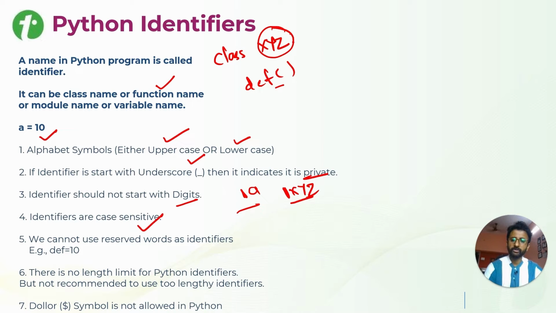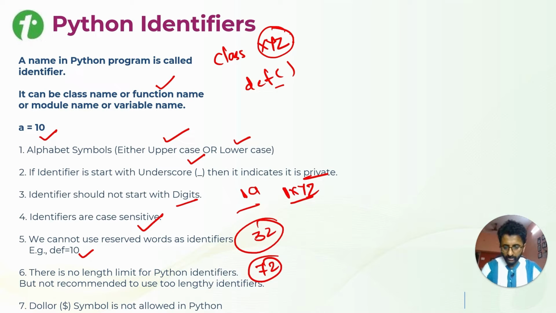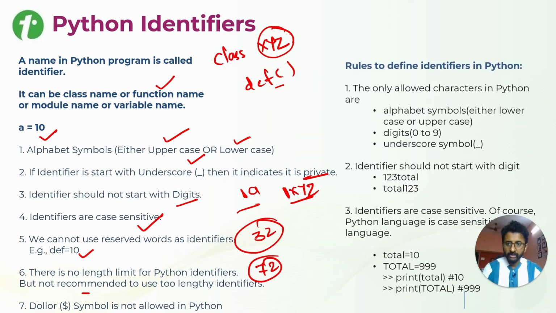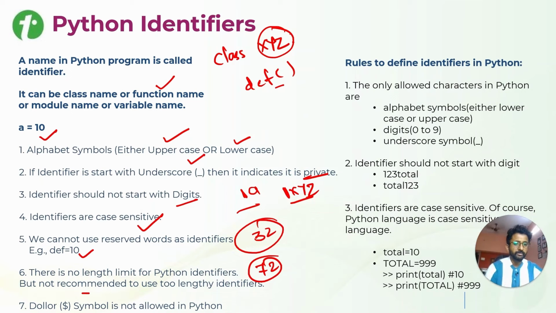These are case sensitive. We will see an example of it. We cannot use reserved words as identifiers, right? There are around 32 odd reserved words in Python which we cannot use as identifiers. And also there is no limit, but it is suggested that you should not cross a 72 character limit whenever you are defining identifiers. And in Python, we do not use the dollar symbol. So these are the rules associated with identifiers.